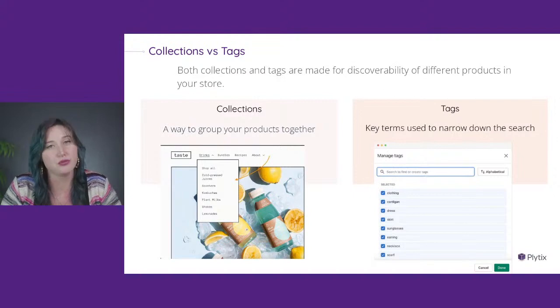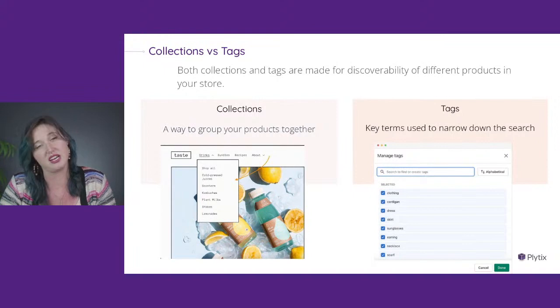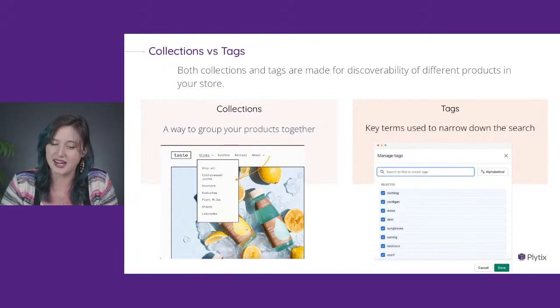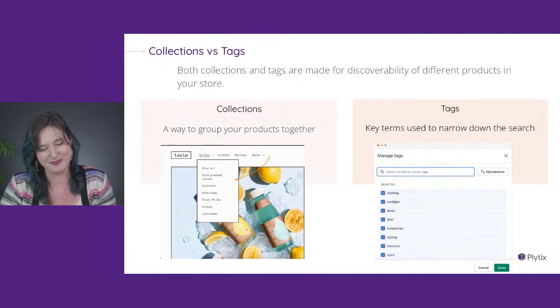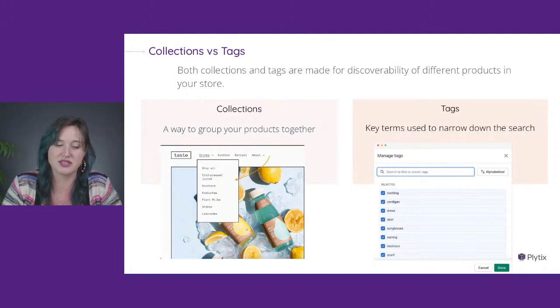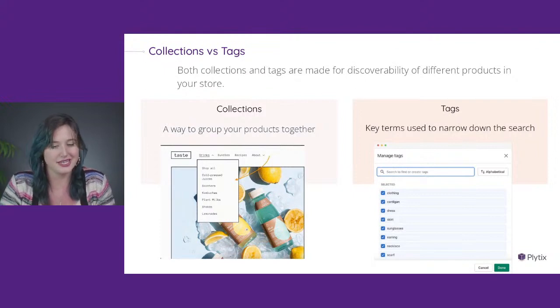Collections are a way to group your products together. You can even create collections within a collection. For example, if you create the collection accessories, you can create sub-collections like jewelry, hats, belts. Now, tags are the key terms that you use to narrow down your search even more. Tags can be applied whether you're just generally browsing the store or specifically within each collection. So you can use tags to help your customers filter through your collections by important characteristics of different products.